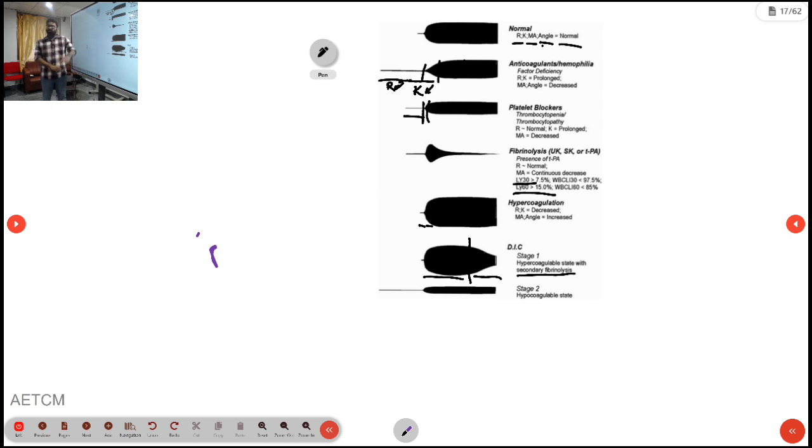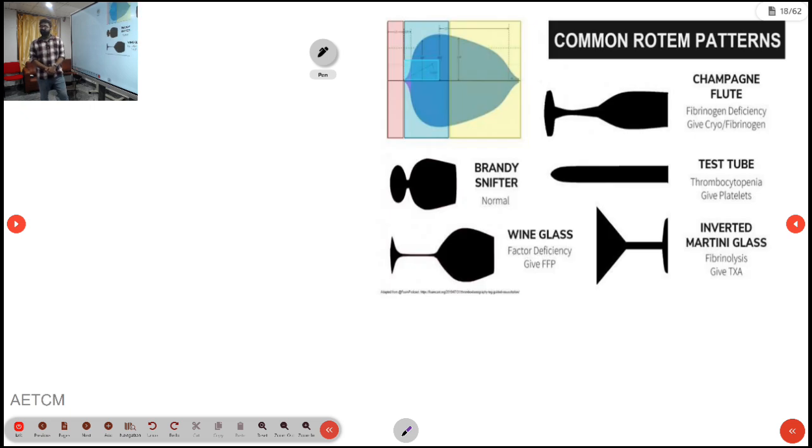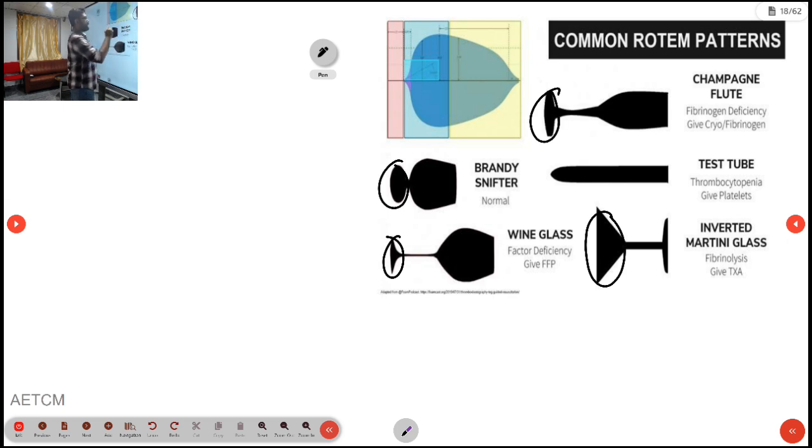Stage 2 of DIC is a completely hypocoagulable state. That is where you transfuse. In DIC, you give what? Cryo and all, yes, in stage 2. So these are basically the different common ROTEM patterns which we can recognize. We can just exclude the initial part. All these initial parts are excluded.